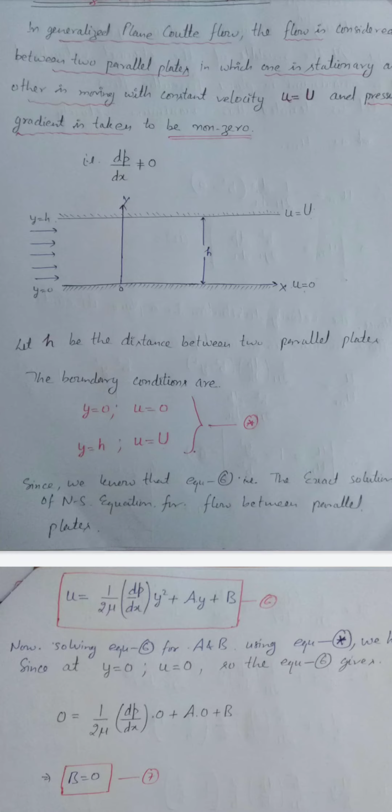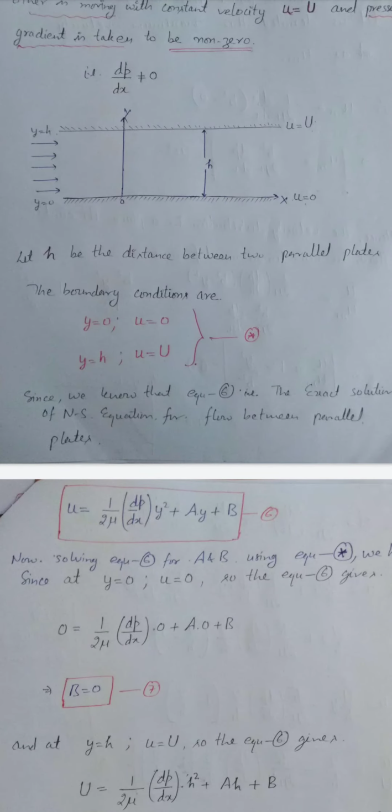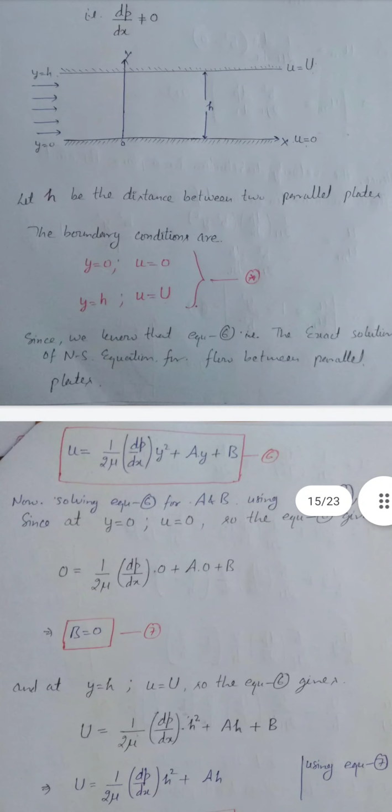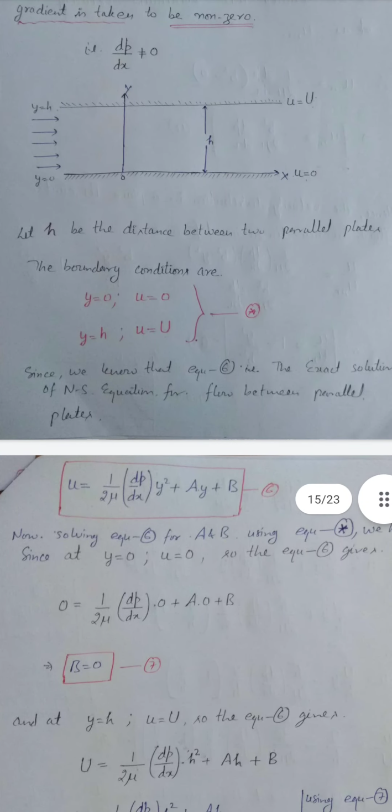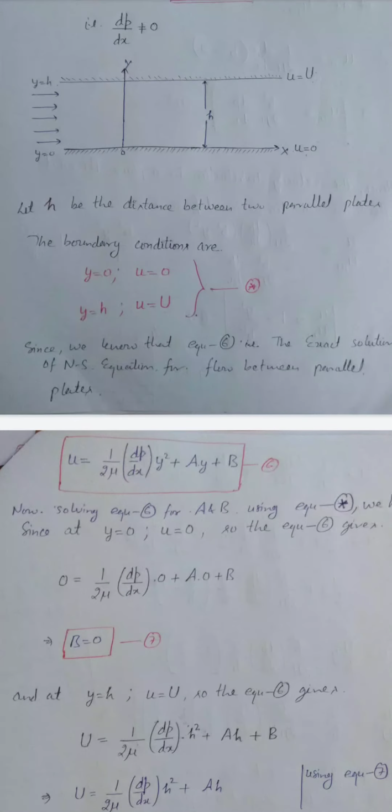Now we have this equation 6, right? This is the exact solution of Navier-Stokes equations for the flow between parallel plates. ये है u, ठीक है? ये है exact solution. फिर हम a और b find कर रहे हैं boundary conditions लगा के। Now solving equation 6 for a and b, apply the boundary conditions, y is 0, u is 0, put these values.